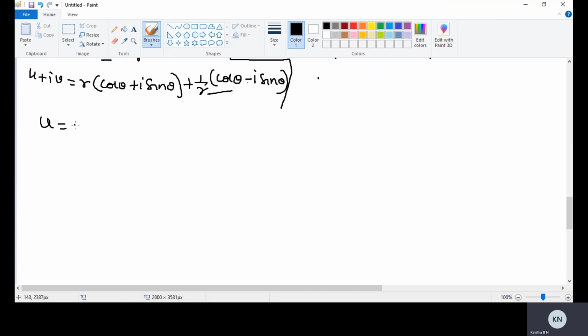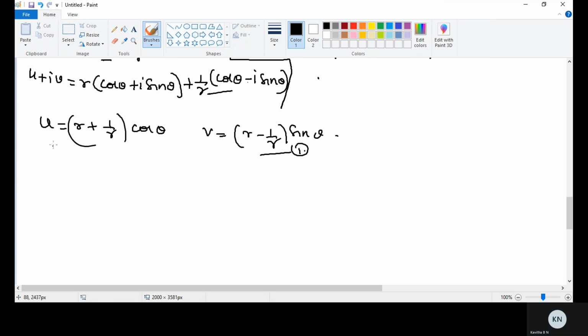U is equal to R plus 1 by R cos theta and V is equal to R minus 1 by R sin theta. Call it equation number 1. We have to eliminate the theta here.